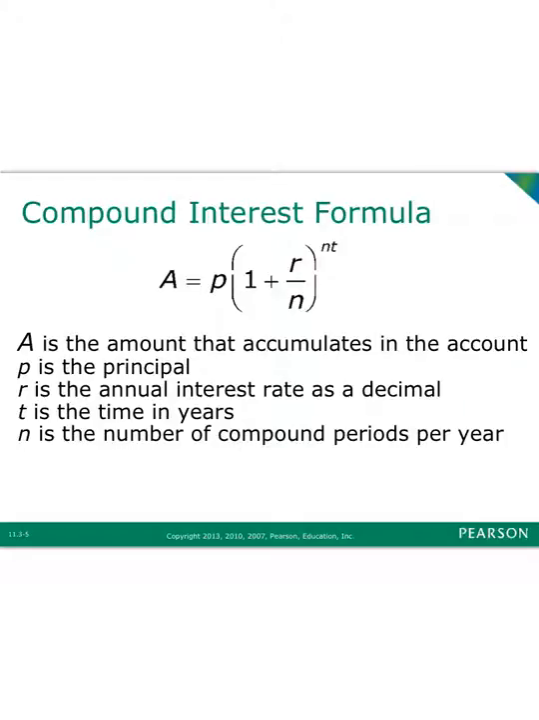r is the annual interest rate as a decimal, so you always put interest rates that are in percentages into decimals to work with them. t is the time in years, and n is the number of compound periods per year. The compound periods that we're going to work with: n is either going to be equal to 12, which is for 12 months, or n is equal to 4 for a quarterly period of time. If it's compounded quarterly, n will be 4. And those are usually the two that you would probably be working with in this chapter.